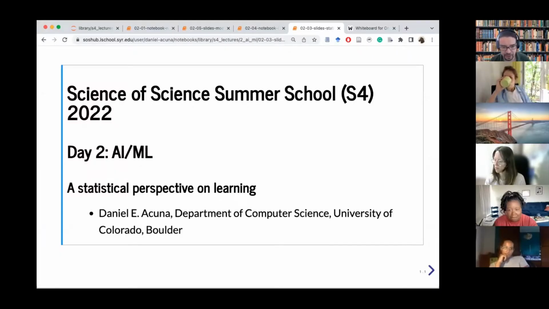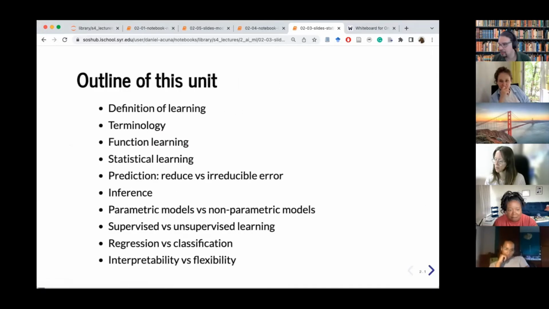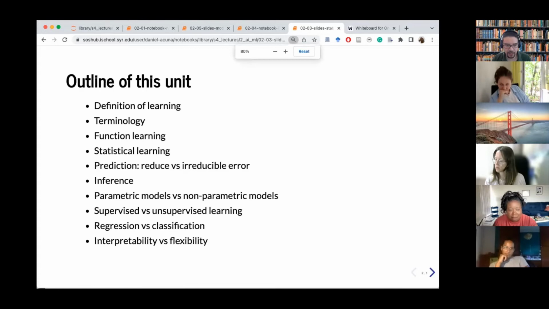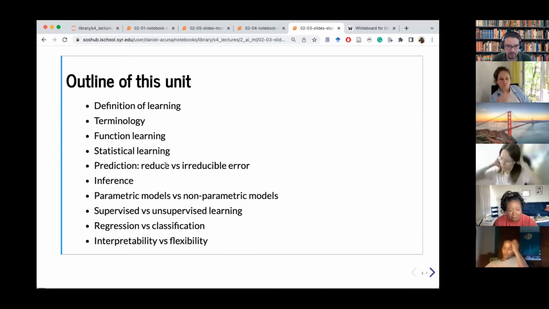Learning and machine learning in general, which is model complexity and bias and variance. Okay, so I'm going to go over some basic terminology for statistical learning, and then I'm going to discuss this concept of reducible and irreducible error, supervised and unsupervised learning, interpretability, and flexibility.